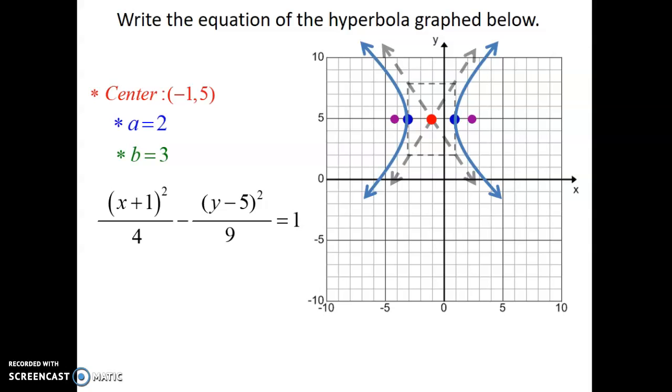Okay, that's basically all of hyperbolas. So try the practice. If you have problems, please come to the Zoom, ask questions, get some help. All right, good luck.